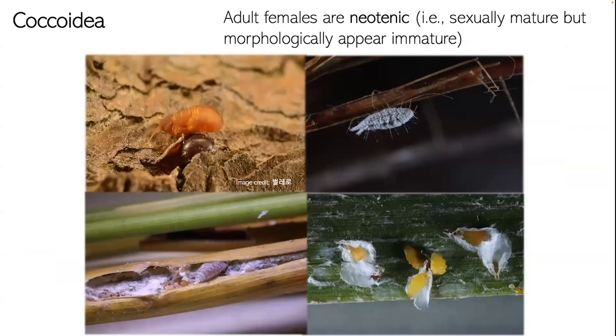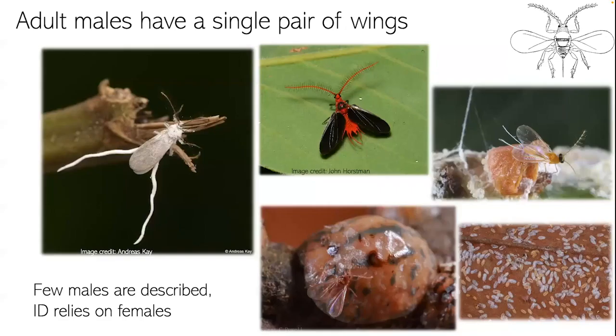So the Coccoidea are interesting because adult females exhibit neoteny. Basically, they look like immatures, even though they're sexually mature females. And the adult males are also odd. They actually just have a single pair of wings, much like the flies. And very few males are described. So we're actually mostly relying on adult females for identification.